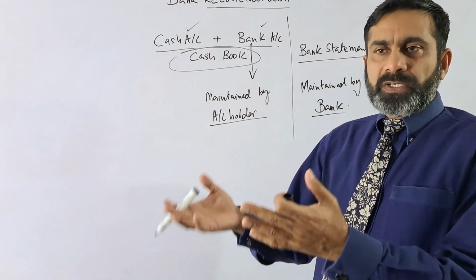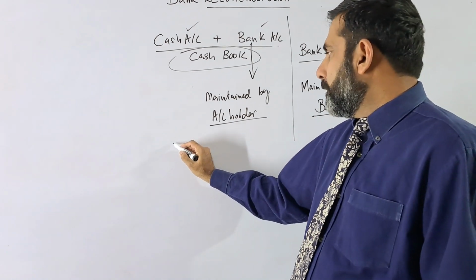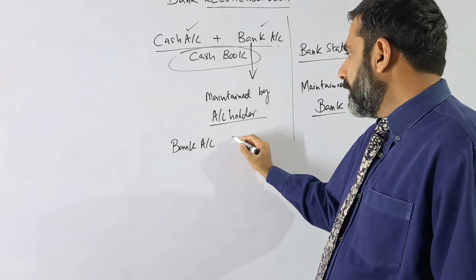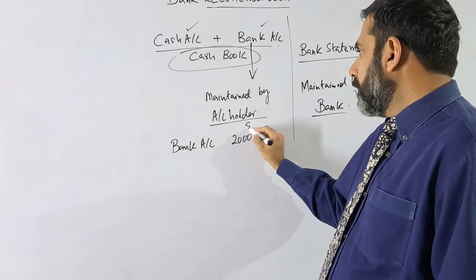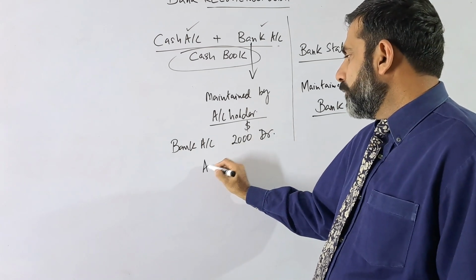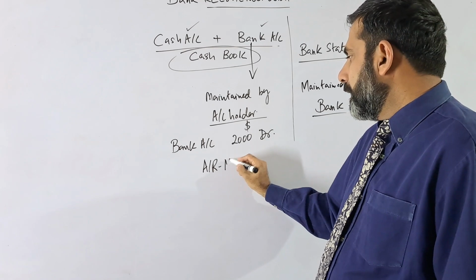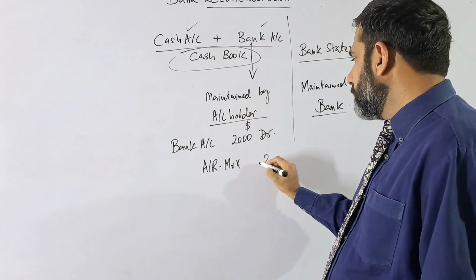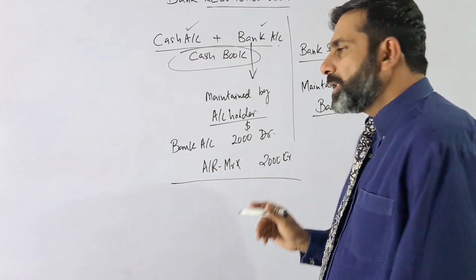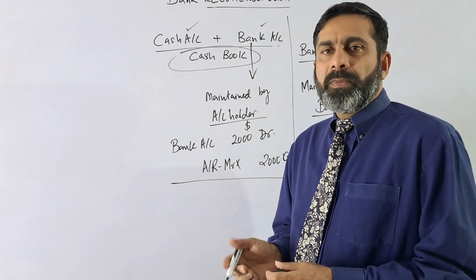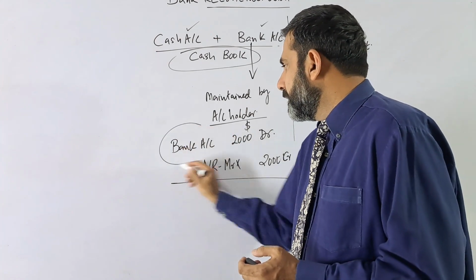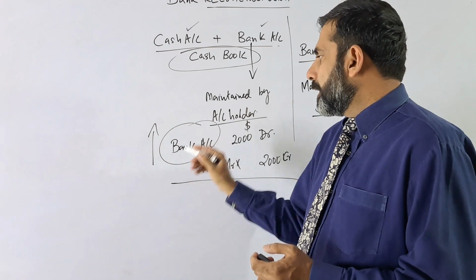What will happen? You have received that check from the customer, so the bank account will be debited, for example $2,000. Then you have an account receivable, Mr. X, so that 2,000 will be credited. It means you have received the money from the customer in the form of a check and deposited that check into the bank, so you have increased your bank account with the debit.